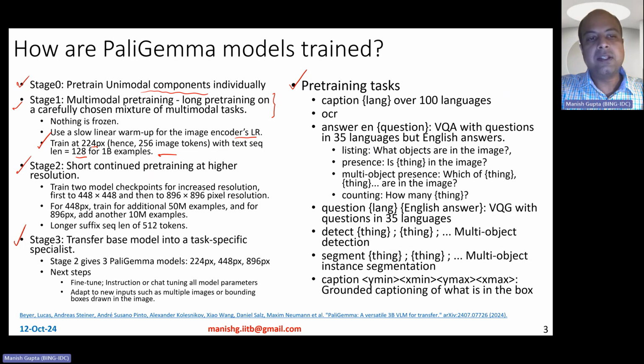Okay. Stage 2 is a short continued pre-training, but at higher resolution. Remember, here the resolution was 224.